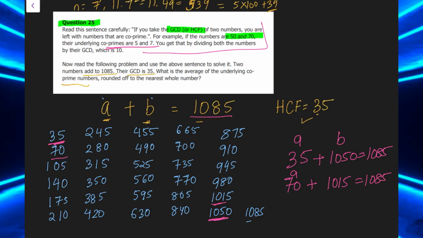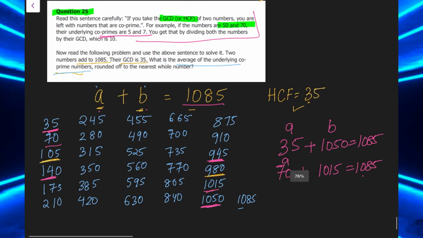And as I proceeded, I saw that all these numbers have their partners here that will add up to 1085. Let's go on to the next one, 140. If you add 945 it will add up. So you will actually get multiple pairs of A and B that add up to 1085. That's not just one pair, there are multiple pairs possible. But does that change our answer? Let's read the question. What is the average of the underlying co-primes?